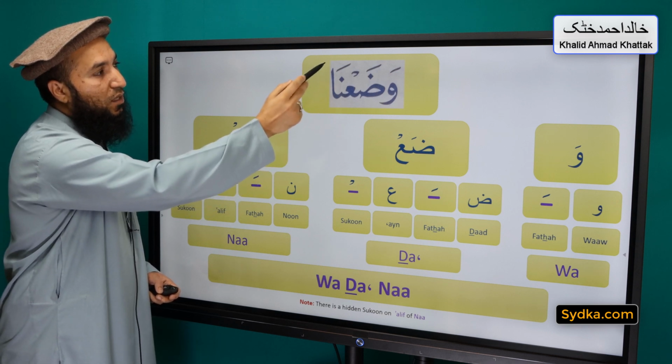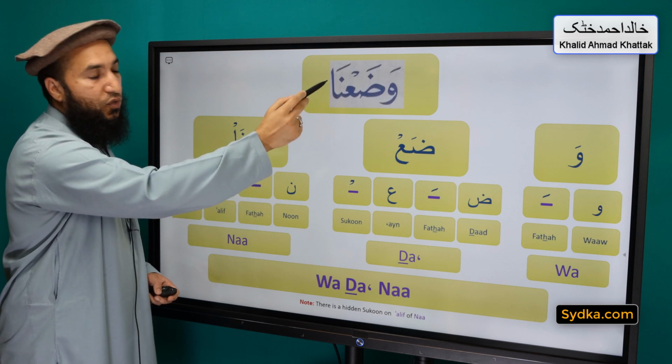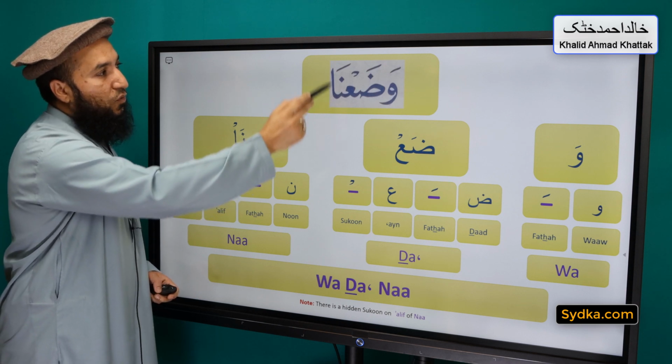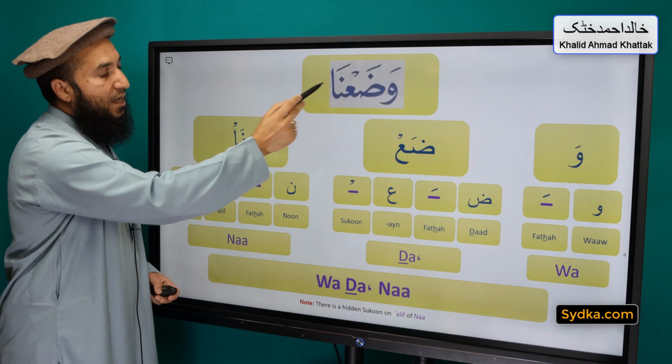has a hidden sukoon, and this syllable is prolonged for two counts. Noon fatha alif sukoon na.